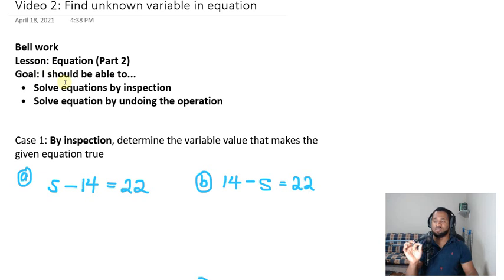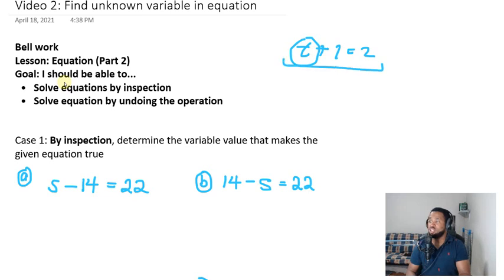So first off, for part 2 of our equation, we need to look at the goal, which is when you're given an equation with a variable, and the variable is, let's say, t plus 1 is equal to, let's say, 2, and you're asked to find what t is, the specific number that makes this equation true, which makes this equation equal to 2.